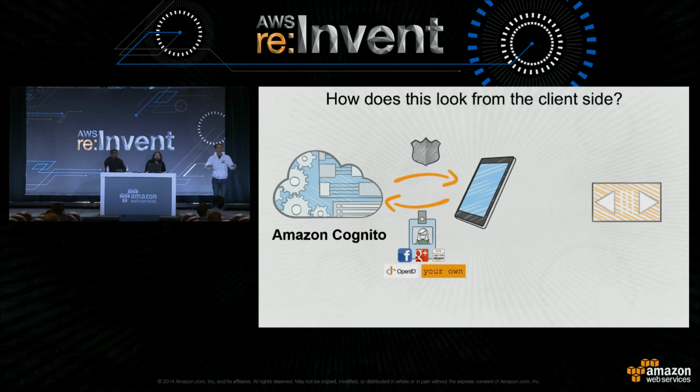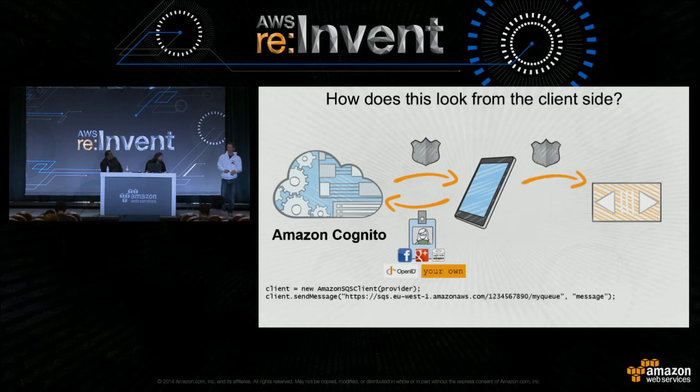And underneath, Cognito will create temporary access credentials and provide this to your device. And then you can directly access all the shared services. So in this sample, Amazon SQS. And then you have 2 lines of code to just send the message. And underneath, the calls are authorized and authenticated by Cognito.